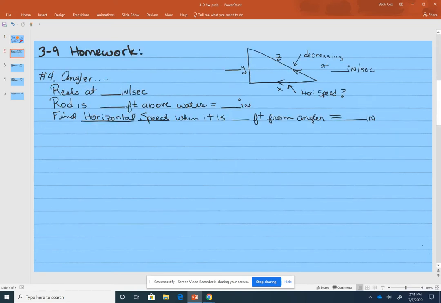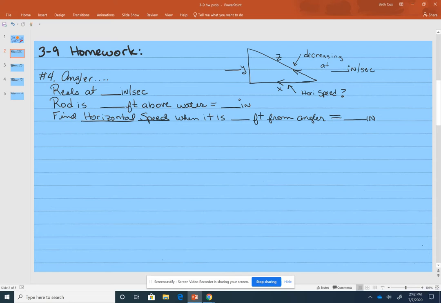Okay, so on your 3-9 homework, problems numbers 4, 5, 6, and 7, I'm going to walk through with you on these. Each problem is a little bit different, but the approach to the problem is always the same. So as you can see, this is number 4, and the problem reads something like this.